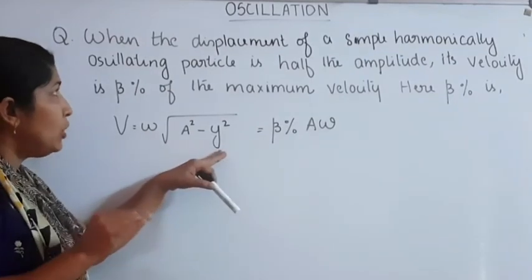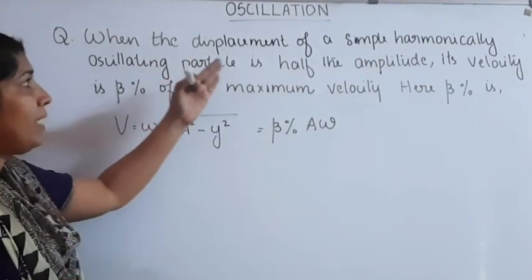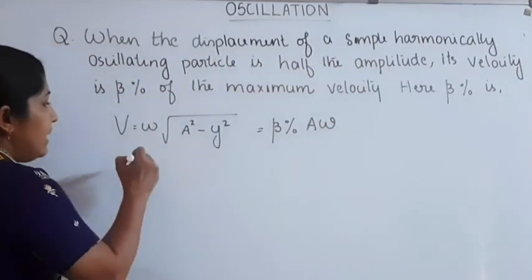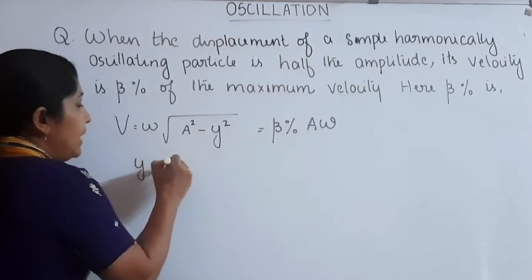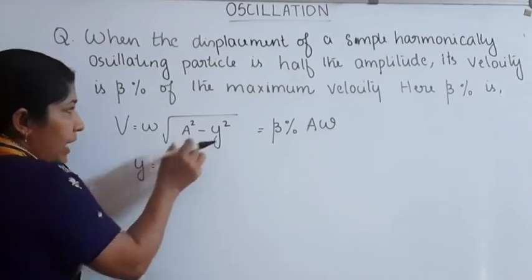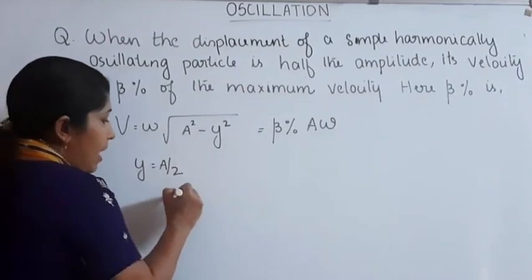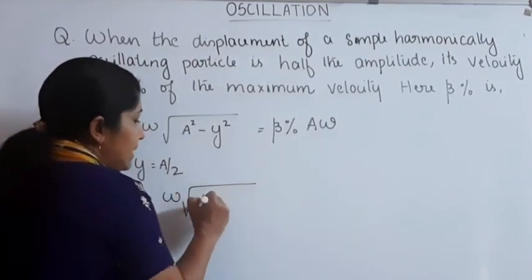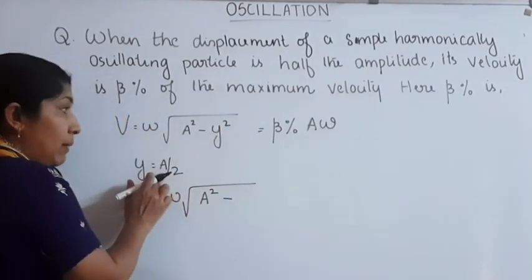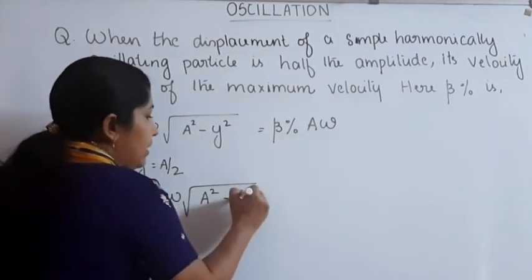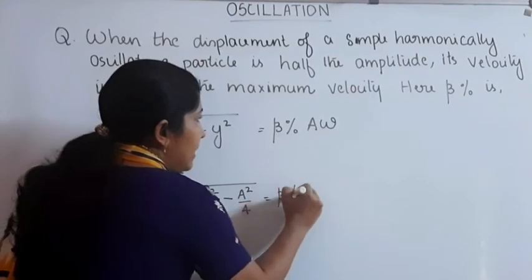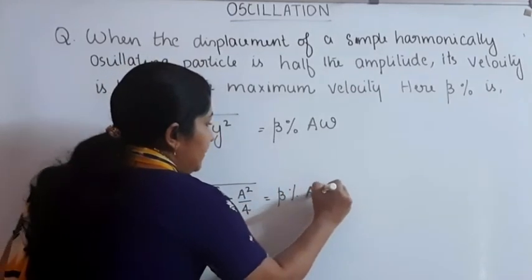For this, what about the displacement? Displacement of a simple harmonically oscillating particle is half the amplitude, that is y is equal to a by 2, that is given in the question. Then we can substitute that value of y in this equation. Omega into root of a square minus y square. Instead of y square, we write a by 2 the whole square, that is a square divided by 4. That is equal to beta percentage of a omega.